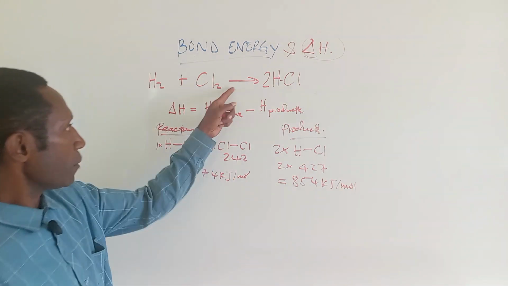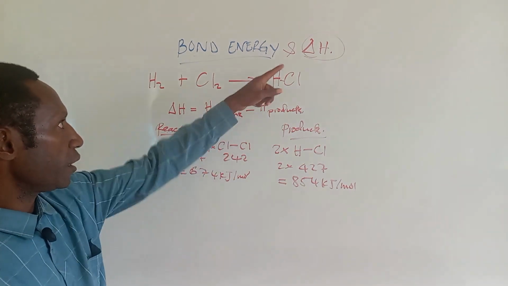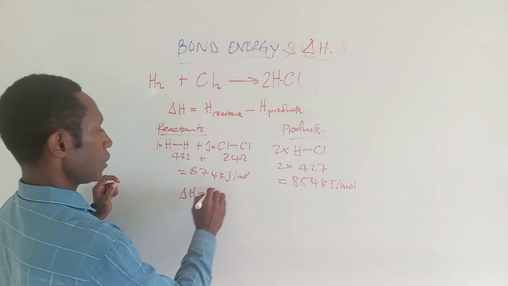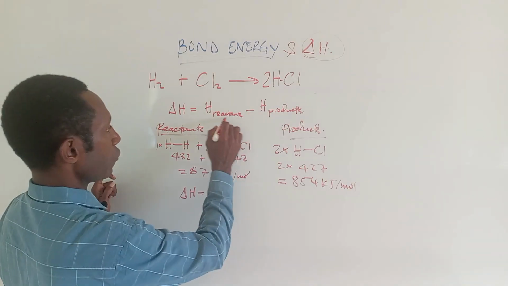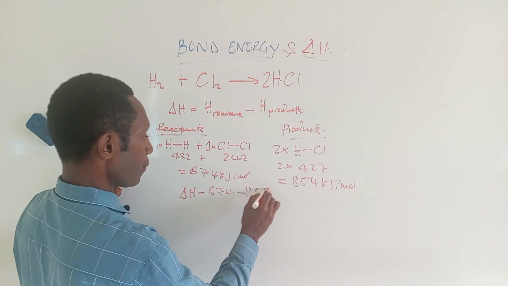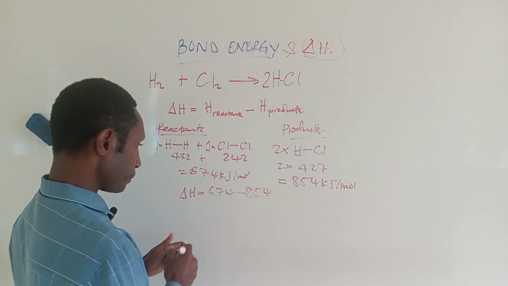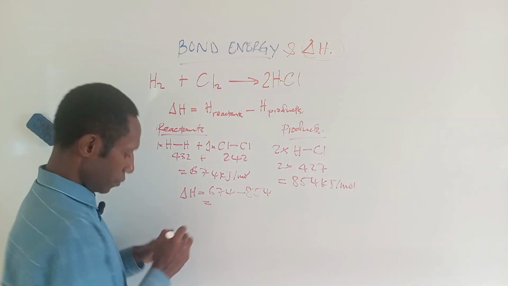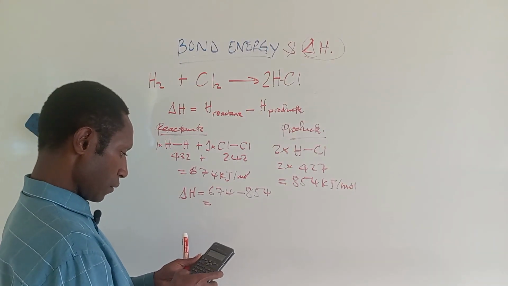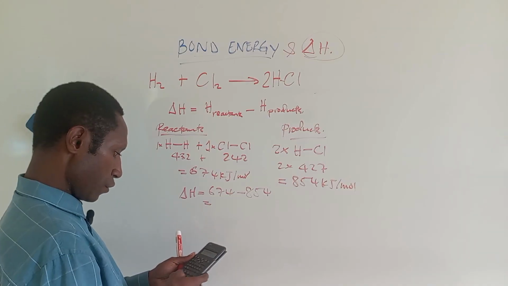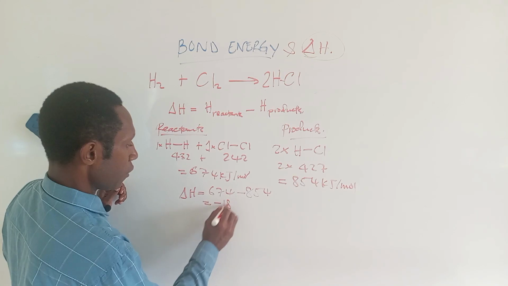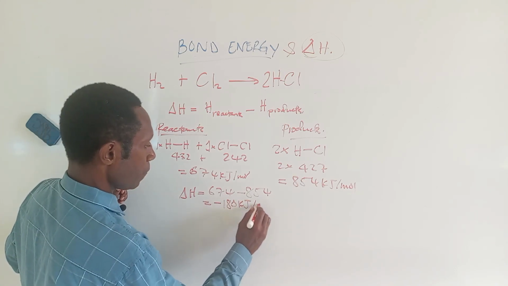Now that we already found this, we substitute into this equation to get the enthalpy. So enthalpy is equal to reactants minus products, 674 minus 854. Our answer will be a negative value. Let me use my calculator. 674 minus 854 is minus 180 kilojoules per mole.